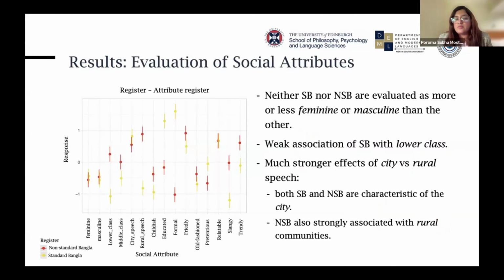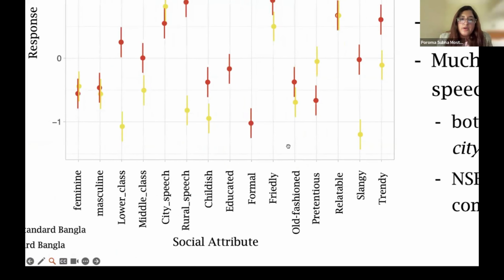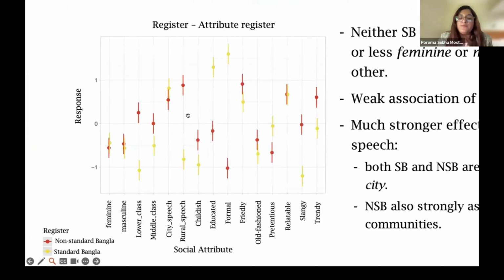This was a sociolinguistic research, and that's why we also wanted to ask the participants whether they associated any social attributes with these varieties, and we did find a lot of interesting results. I don't know if you can see it clearly, but we have all these social attributes: feminine, masculine, lower class, middle class, city, rural speech, childish, educated, formal, friendly, old-fashioned, pretentious, relatable, slangy, and trendy, all these different social attributes.